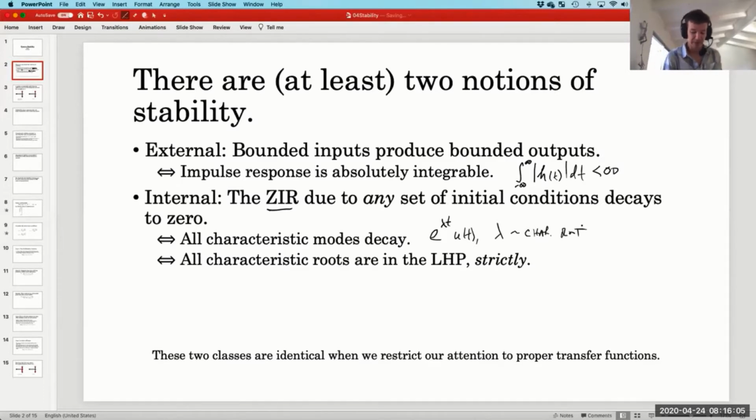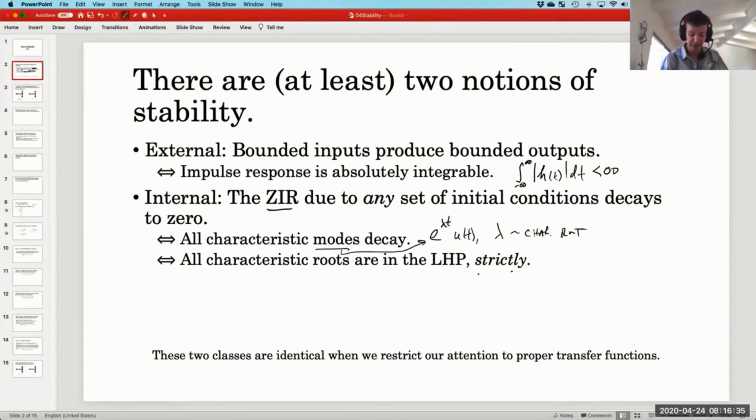Okay, so it's also kind of a tension that not every 228 instructor talks about what modes are. Modes are just the functions that you get when you take the characteristic roots and put them in exponents. If you want all of your characteristic modes to decay, and that is what you want if you want the ZIR to decay, then that is equivalent to all of the characteristic roots, all of these lambdas, being in the left half plane.